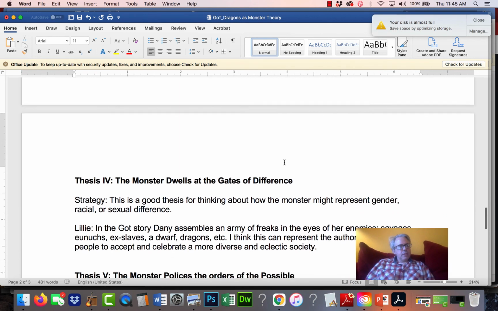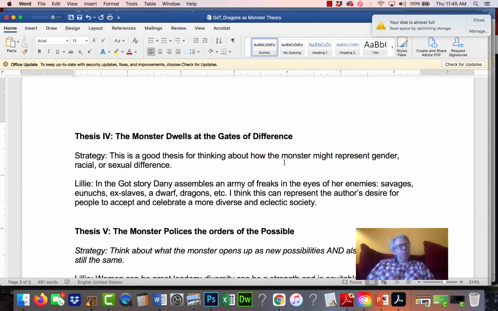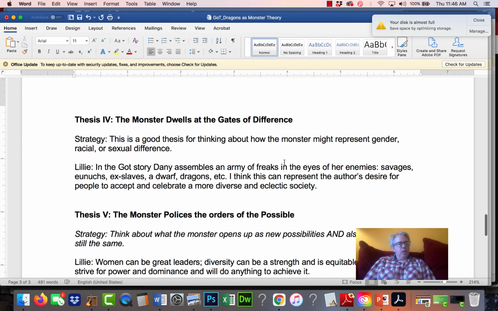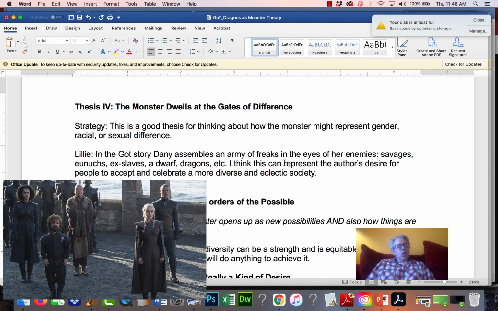Okay, so Thesis 4, the monster dwells at the gate of difference. A good strategy for this is to think about how the monster might represent gender, racial, and sexual difference. You might have touched on those and what it could have represented for the other theses, but this is a really good one to really hone in on those. So what I was thinking about is in the Game of Thrones story, Daenerys assembles basically what her enemies call an army of freaks, right?